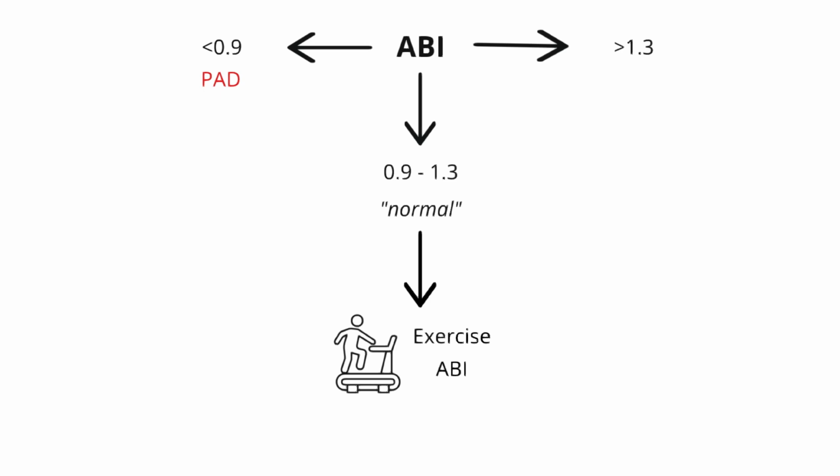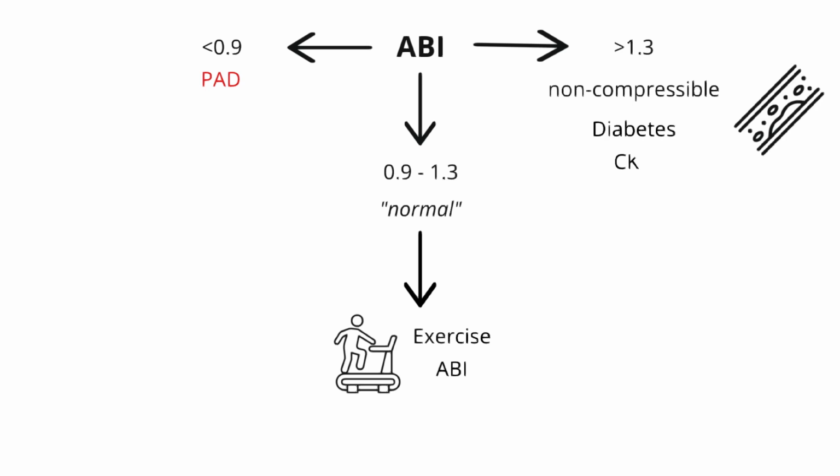What about if their ABI comes back greater than 1.3? In this case, the elevated ABI indicates the presence of non-compressible arteries. These patients, often with a history of diabetes or chronic kidney disease, have calcified vessels, so their arteries do not compress, and the result is an inappropriately high ABI. In this case, you can consider a toe brachial index, otherwise known as TBI, as the next diagnostic test. A TBI of less than 0.7 would suggest PAD.